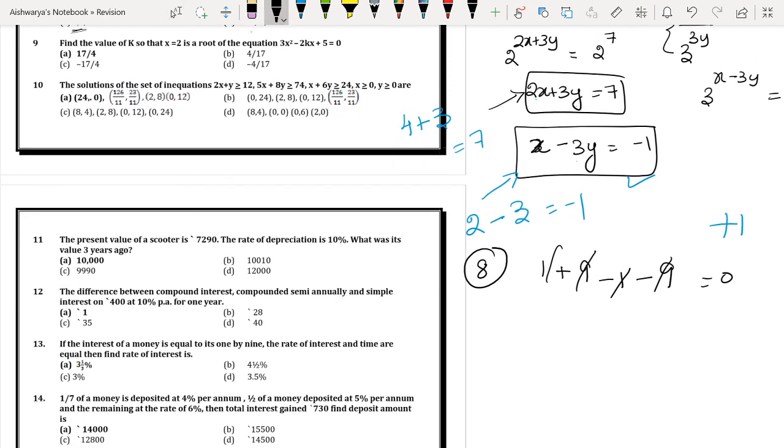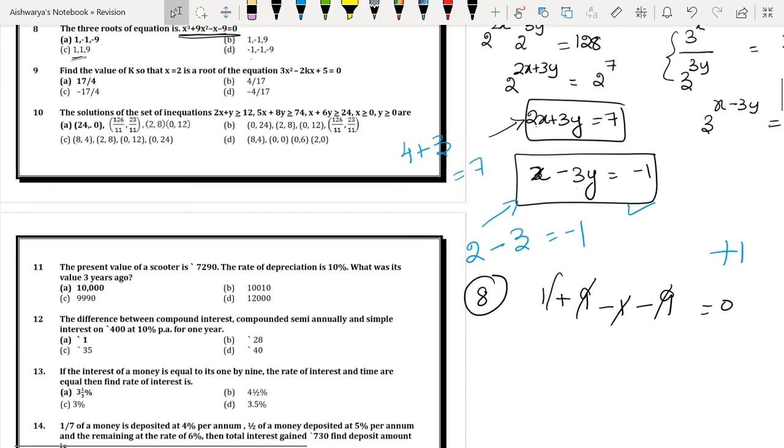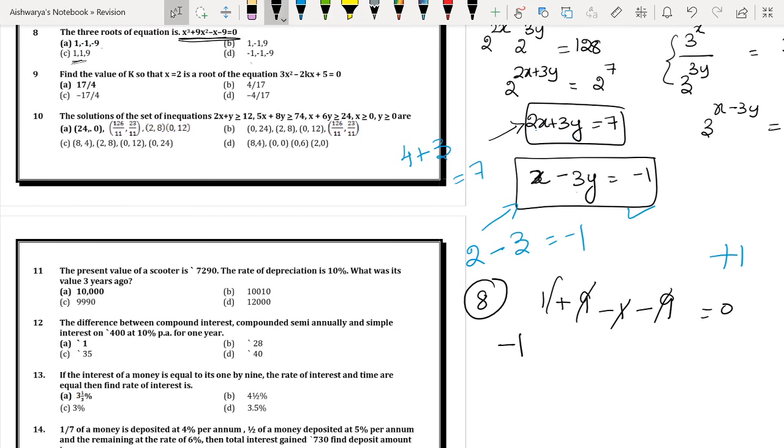Now let us try minus 1. Minus 1 the whole cube is minus 1. Minus 1 the whole square is plus 1 only. So plus 9. Minus of minus 1 is plus 1. And you have a minus 9. So cancel, cancel, cancel. So minus 1 is also one of the solutions.